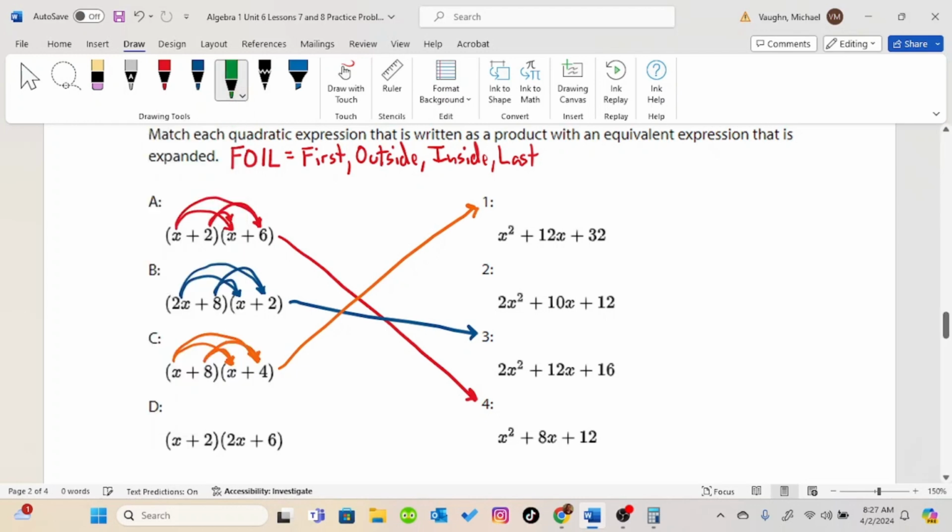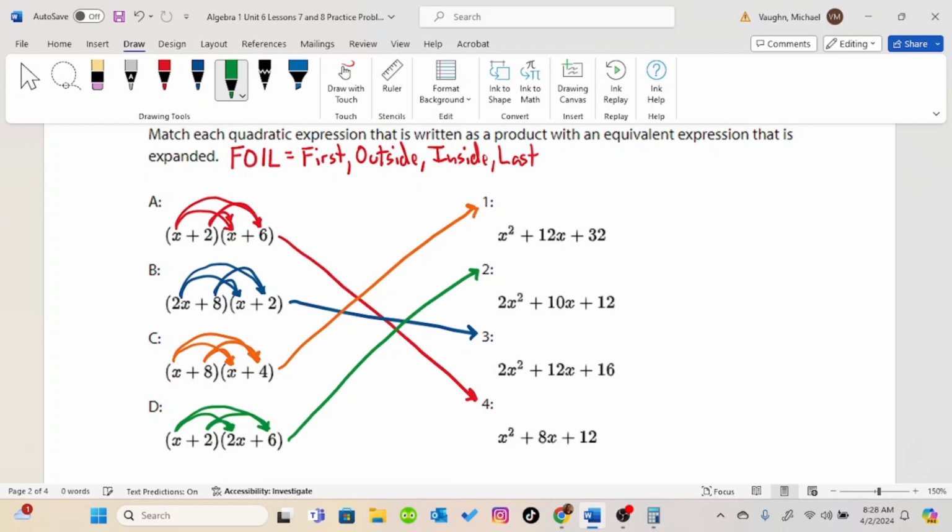And finally, on D, x times 2x, x times 6, 2 times 2x, and 2 times 6. So we have x times 2x, which is 2x squared, x times 6, which is 6x, plus 2 times 2x, which is 4x, gives us 10x, and 2 times 6 gives us 12, and that matches number 2.